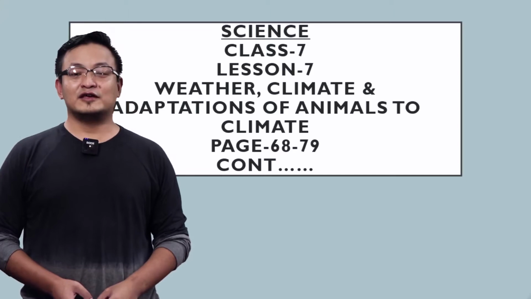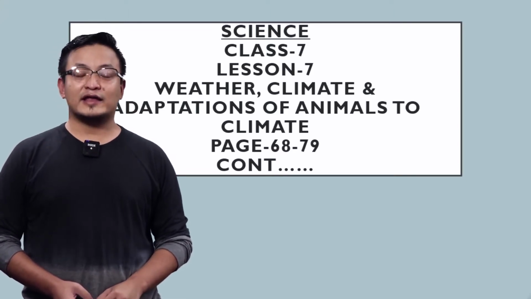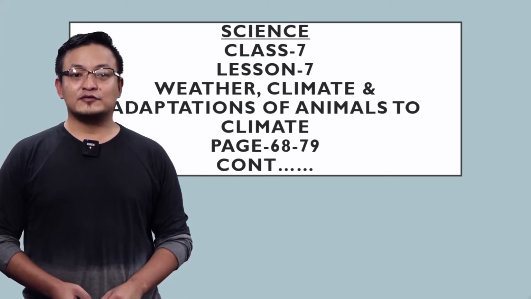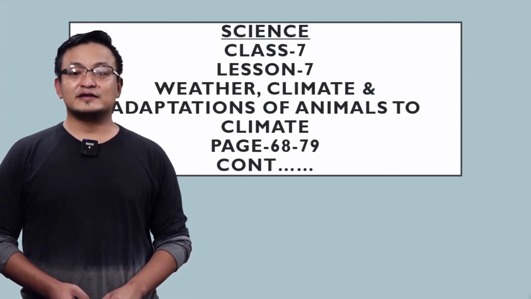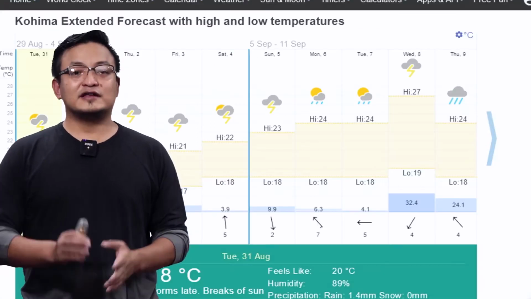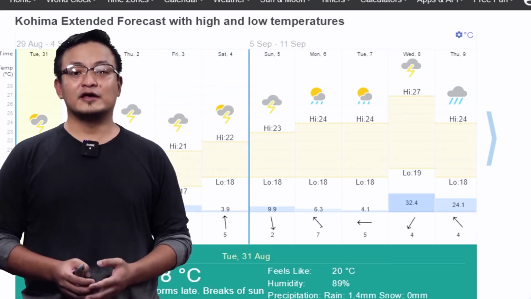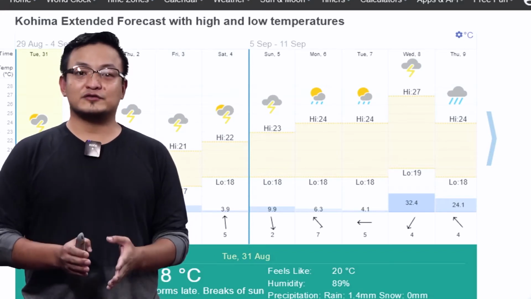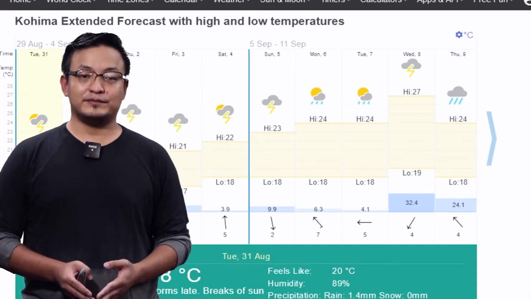So today we'll continue with lesson 7, weather, climate and adaptations of animals to climate. You can all turn to pages 68 to 79, okay? Students, in our last class I showed you this weather report, right? Let's start with who prepared this weather report.